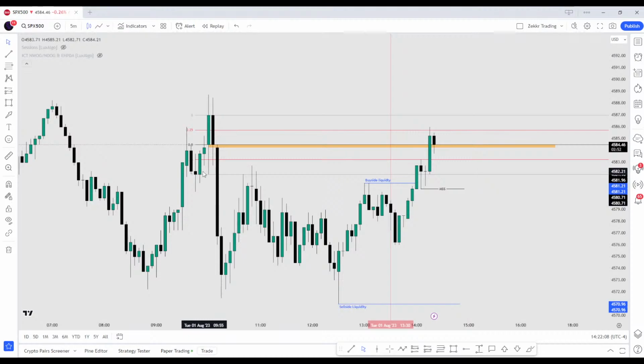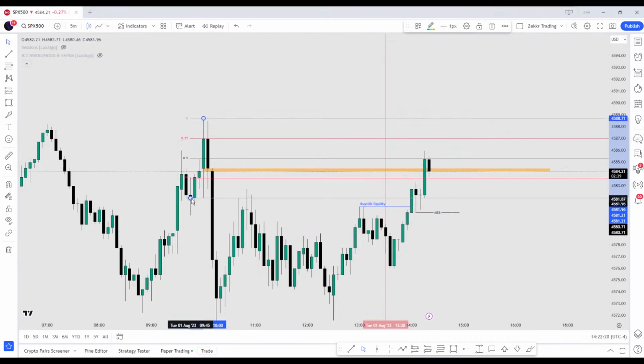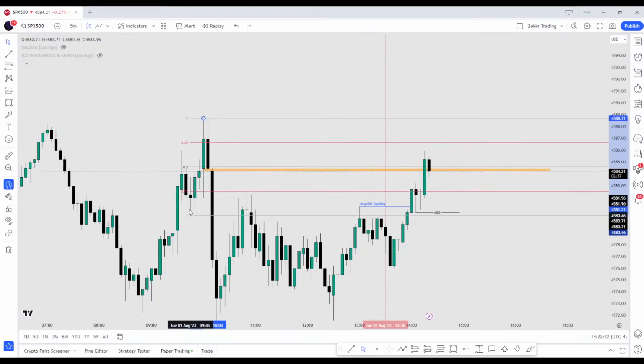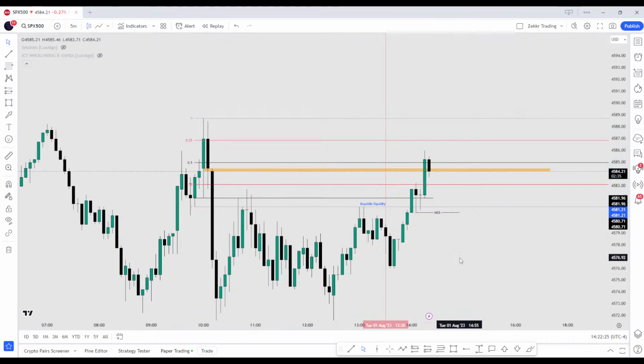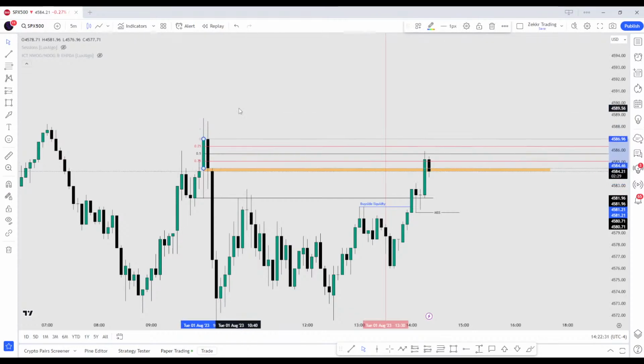Right here this is a breaker block, which is really nice because we got high, low, higher high, and then we got the last down close candle. So this is a breaker block. We did go above it, we did close above it, but let's see. You also have the last up close candle right here because there's a volume imbalance, so we respected it.